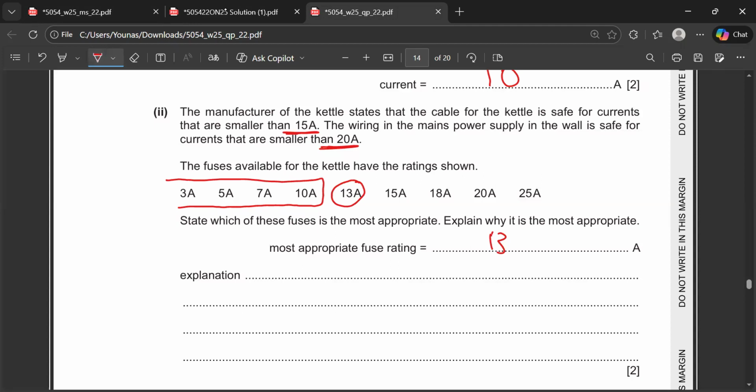So if you put a fuse which is of 10 ampere or less than 10 ampere, that fuse will immediately blow. It will melt and your kettle will not work because your kettle normally requires 10 ampere. We just calculated that. Okay.